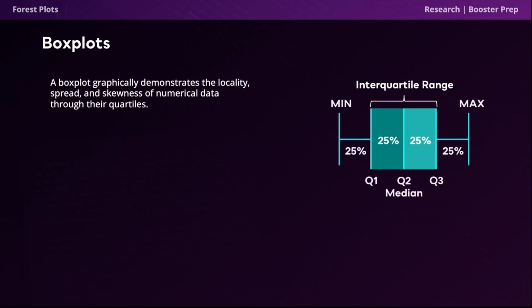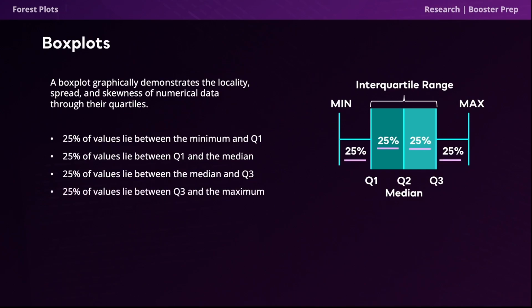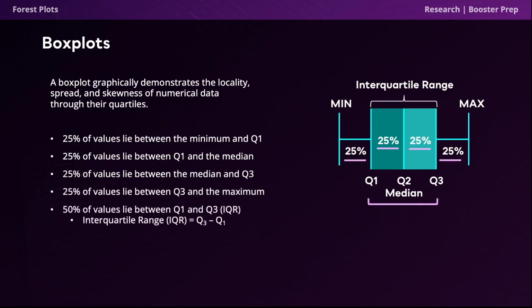Now, as we can see, in a box plot, 25% of values lie between the minimum and the first quartile, 25% of values lie between the first quartile and the median, 25% of values lie between the median and the third quartile, 25% of values lie between the third quartile and the maximum, and 50% of values lie between the first and third quartile. Now, in order to calculate interquartile range, you take Q3, which is the median value in the upper half of the dataset, minus Q1, which is the median value in the lower half of the dataset.